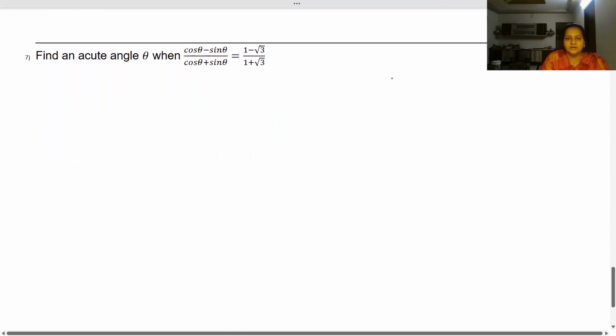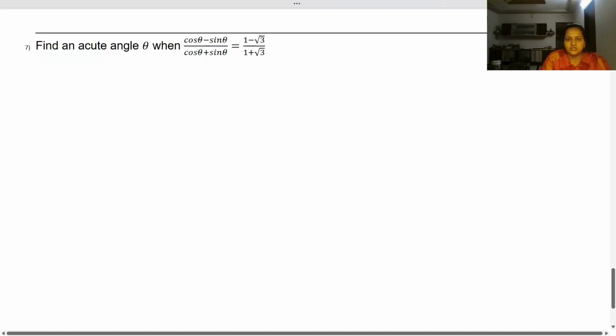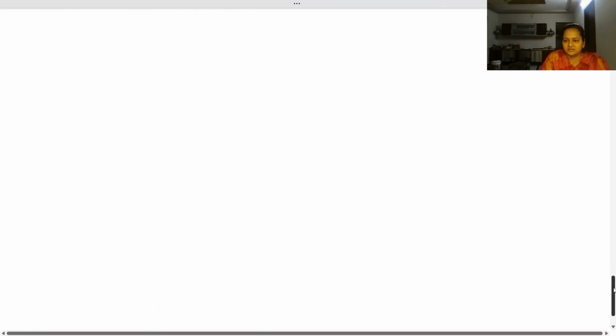Now this is an important one. There are many ways of solving this, but if we use componendo and dividendo in this question, it's going to be much easier. Now what is componendo and dividendo? Let's go and look at it first.